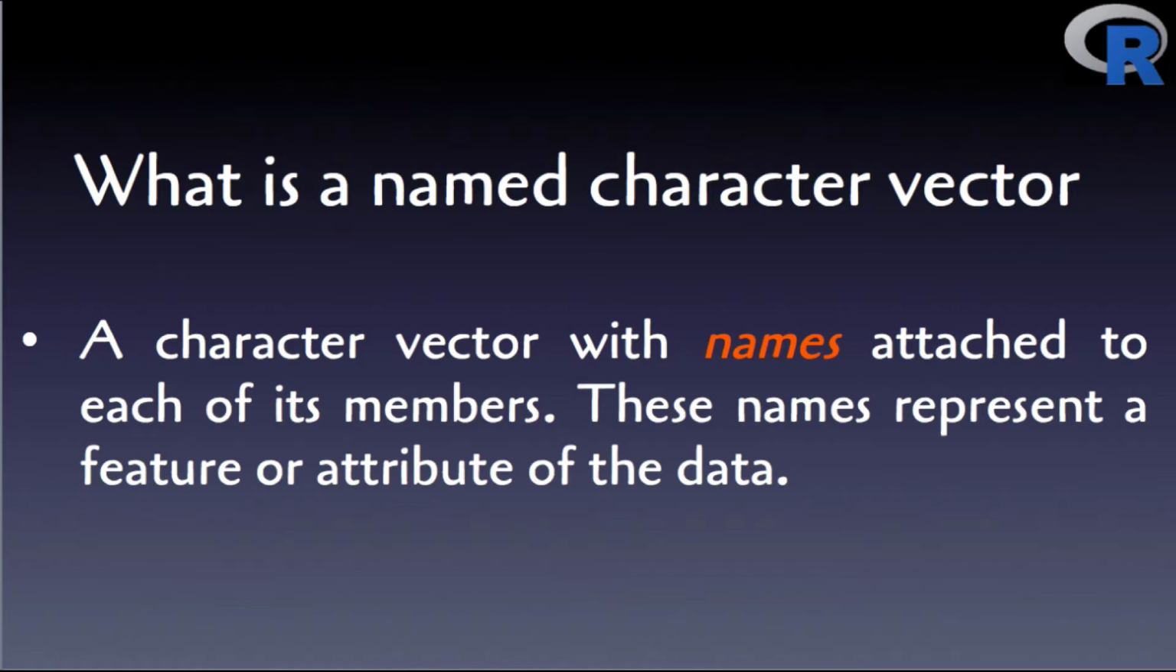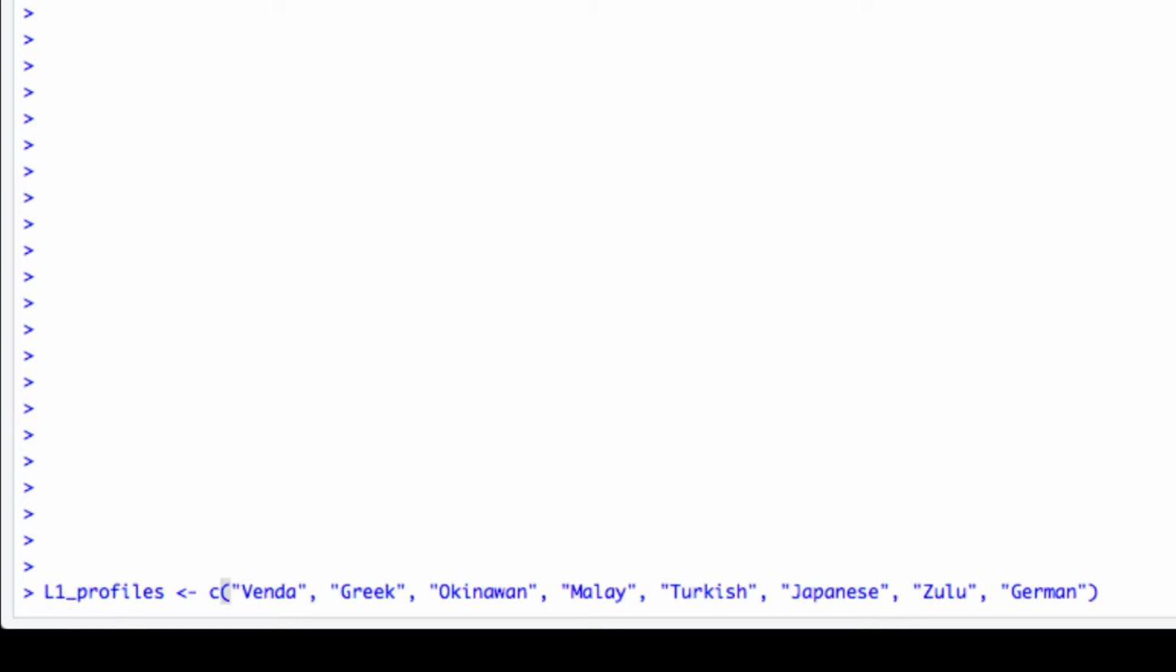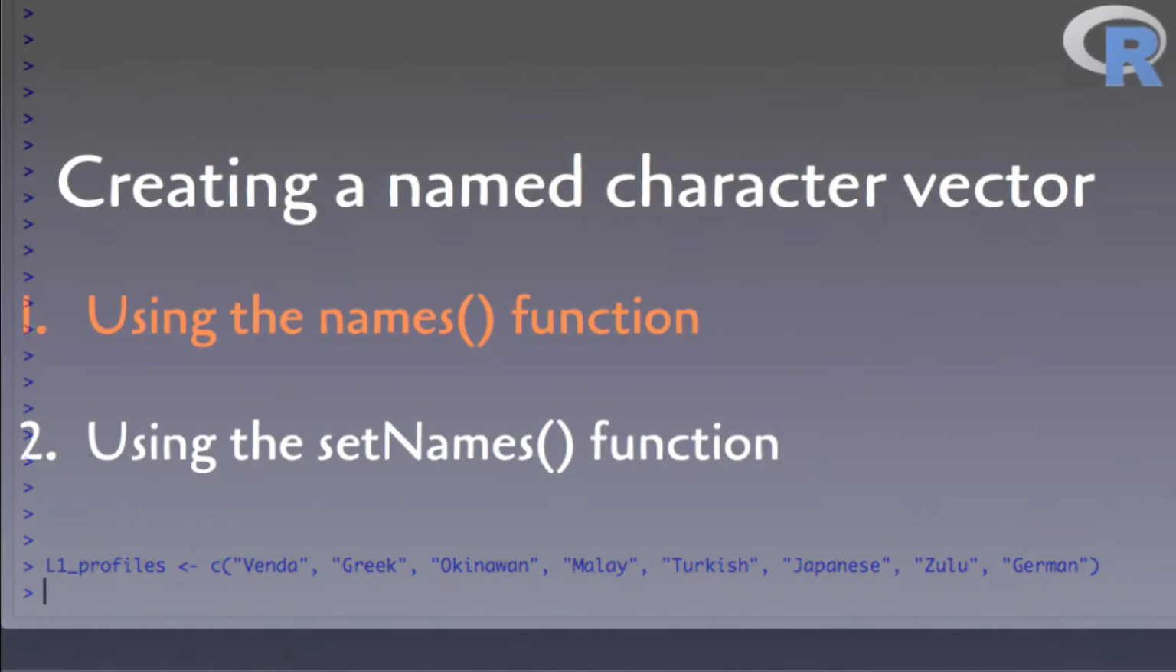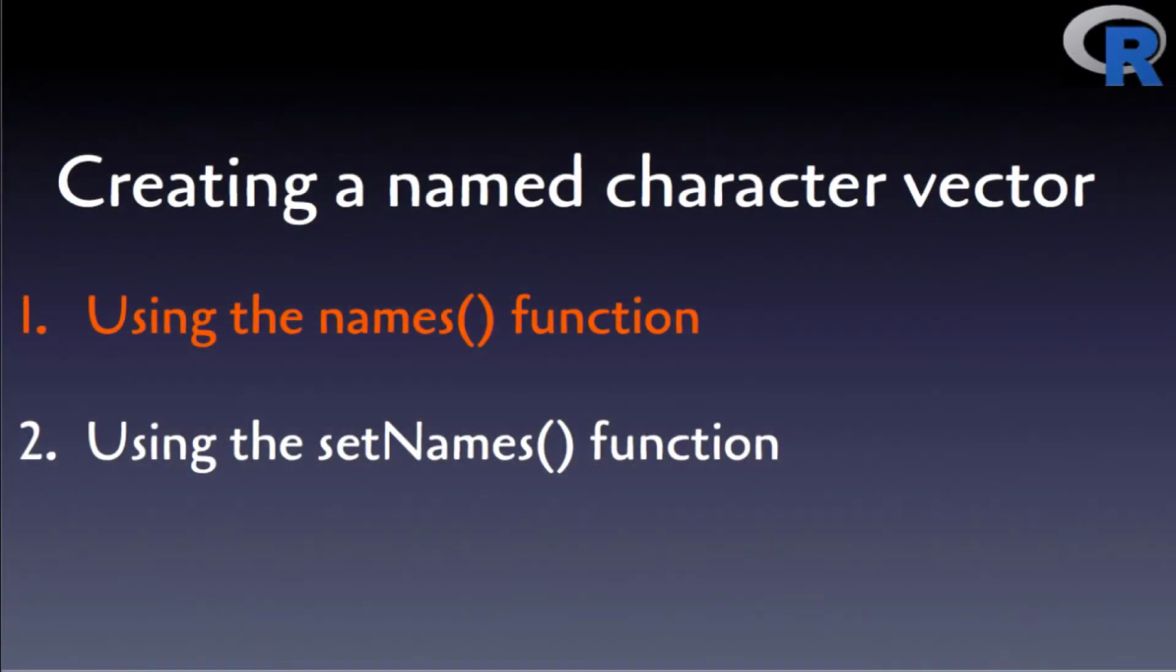Let's create such a short vector that will serve our purposes and name it L1_profiles. L1_profiles has the names of 8 languages, some of them pretty common in Europe, such as Greek and German, and some others as exotic as the Niger-Congo languages, Venda and Zulu. For assigning a name to each member of L1_profiles that represents a feature of interest, you may use one of the following 2 ways, depending on what you want to do next.